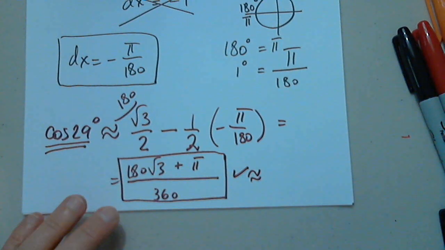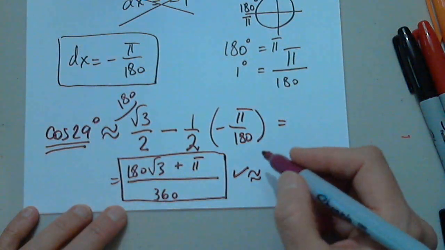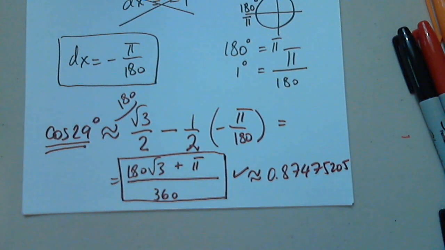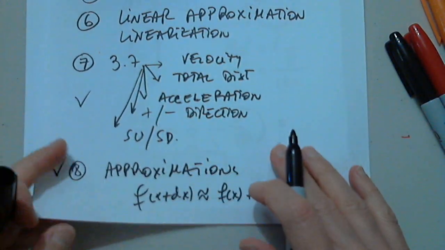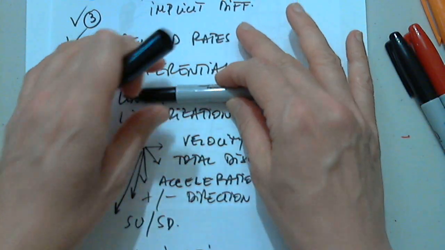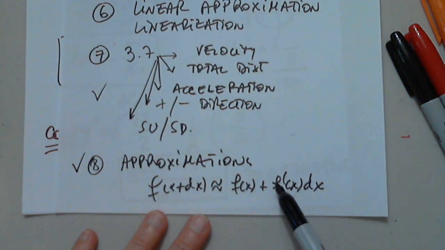If you want, we can copy it just to have it here. This was approximately 0.87475205. Okay, where is my page with that list? So these are the approximations. Do you want to look at another linear approximation for the function? So these are approximations for errors, right?